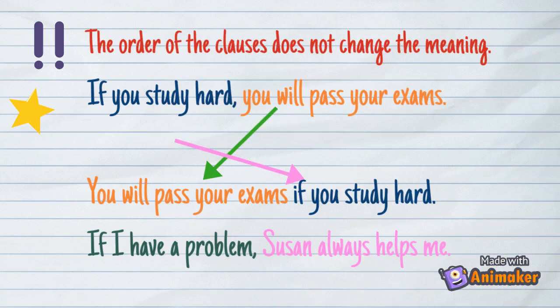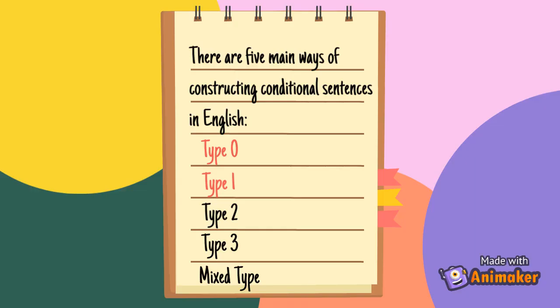If you study hard, you will pass your exams. You will pass your exams if you study hard. If I have a problem, Susan always helps me. Or you can say, Susan always helps me if I have a problem. There are 5 main ways of constructing conditional sentences in English, but today we are going to talk about 2 of them, the zero conditional and type 1. Let's have a look at them.